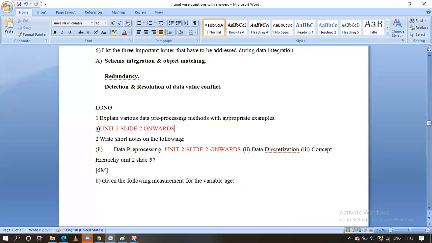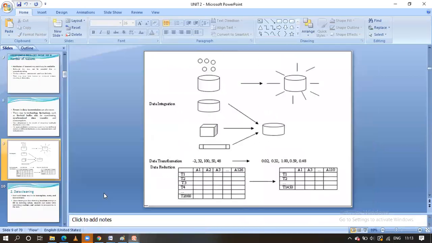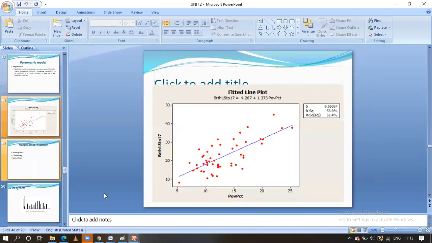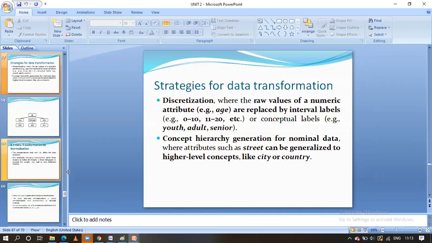Okay, discretization and concept hierarchy, let us see, guys. These two are data reduction techniques, guys, that is why this will be in the second unit. Second unit, slide 57. Let us go to the second unit, slide 57. Here is the answer for both. These are the data transformation techniques, guys.